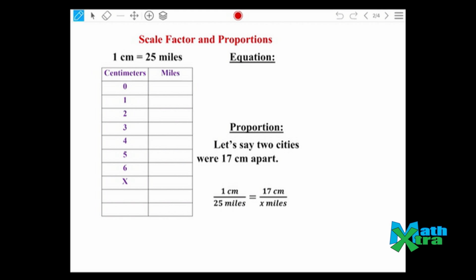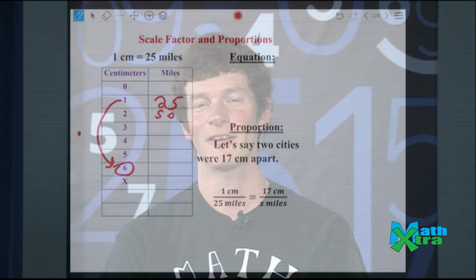So here we have our table. Just like last week, we know 1 centimeter is 25 miles. We want to know 6 centimeters. We can just count up, but we're going to try something a little different. We know that it's proportional. For every centimeter, it's 25 miles. So for example, 2 would be 50. If we want to multiply 1 times what equals 6? Everybody, tough question. 1 times what equals 6? 6!